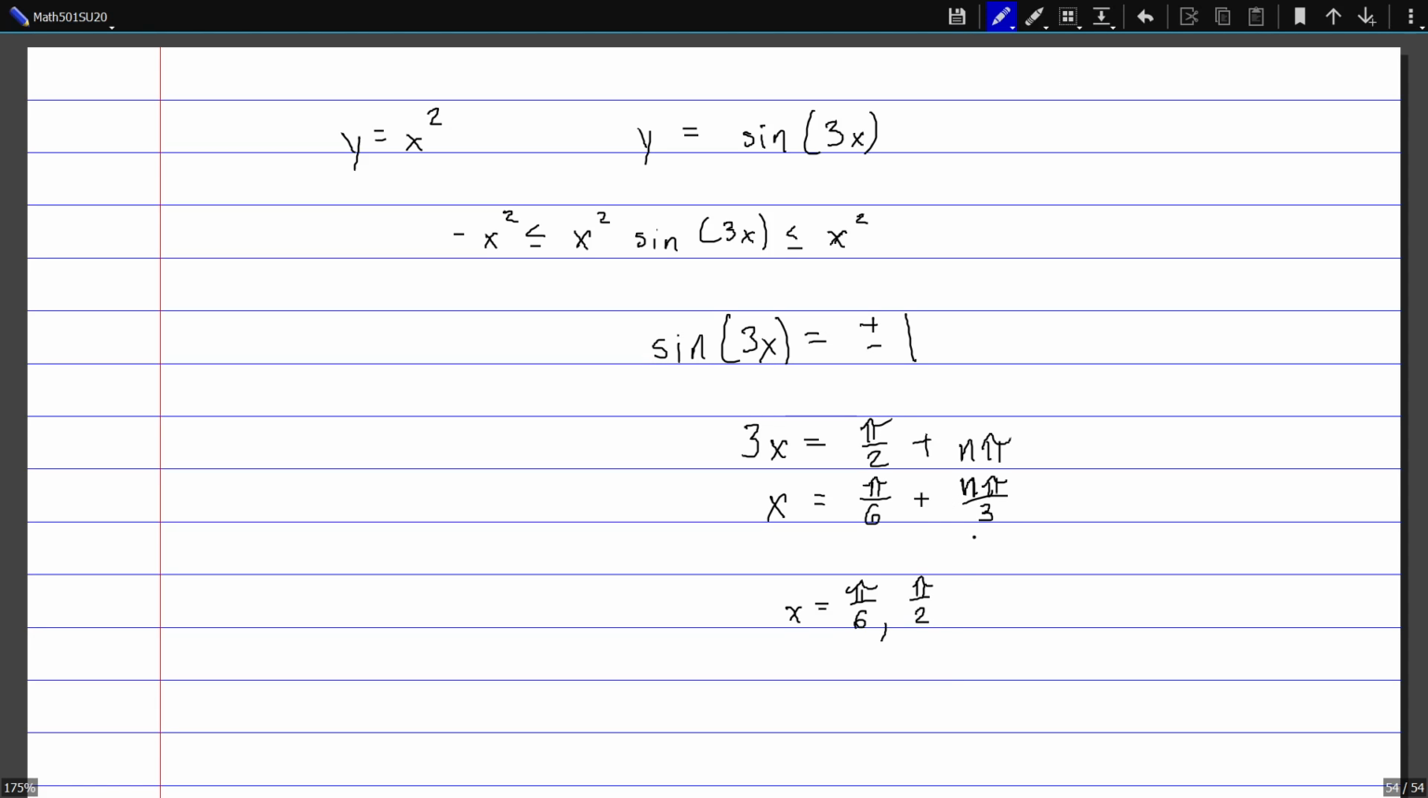The next time will be after we have 2 pi over 3 added to pi over 6. So that'll be at 5 pi over 6. And then this just keeps going. But we're going to be bouncing between. We're going to head up. This is when we hit positive 1.